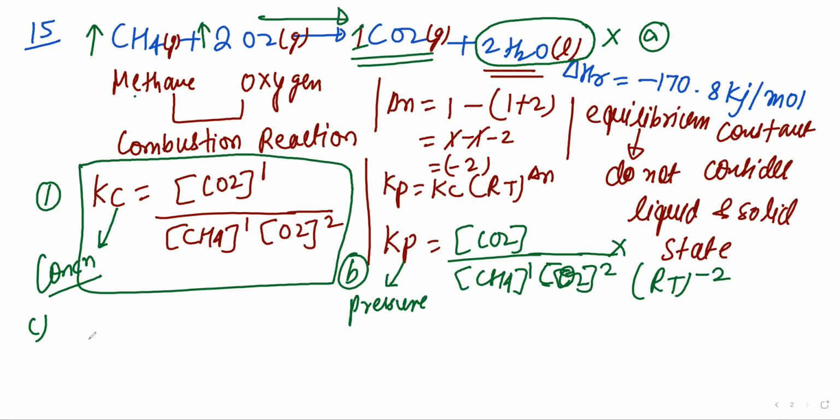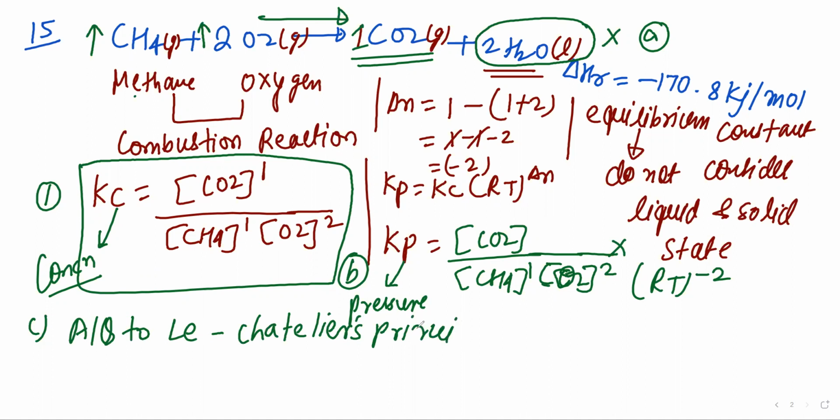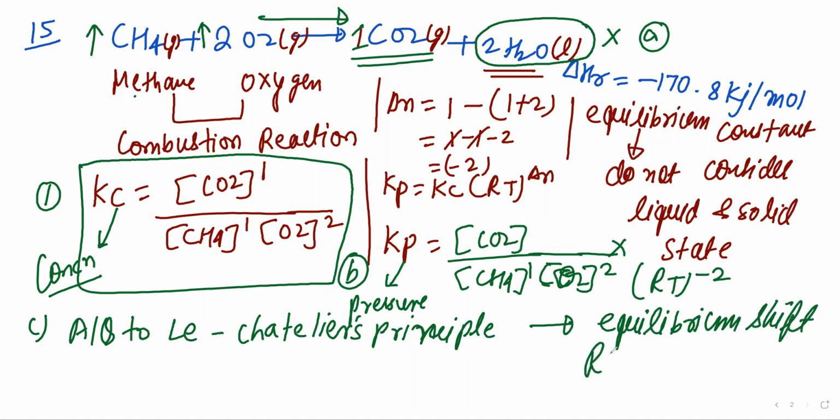Why? According to Le Chatelier's principle, the equilibrium shifts to the right hand side. Right. So this will be the explanation for the C option.